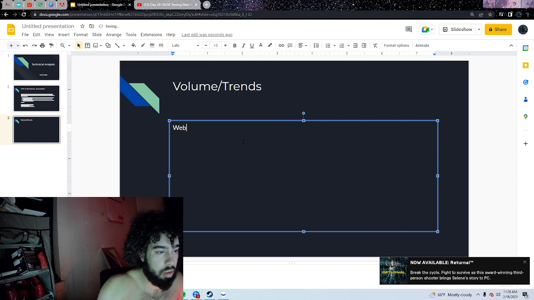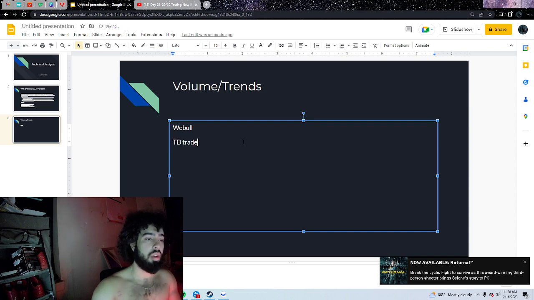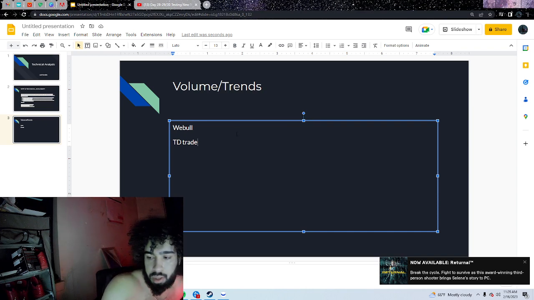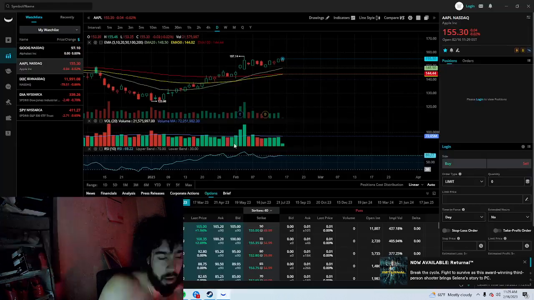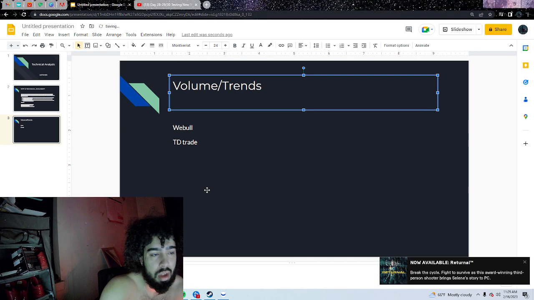So I'm gonna type it in here. That's the best in my honest opinion, between that and TD Trade. They're both pretty good, but if you're looking for something more simple and basic, I would probably say go with Webull. So I have Webull already open. The first thing we're going to look at is volume. Remember, this is level 2, so it's gonna be more hands-on and visual, not me typing definitions. So let's get into it.